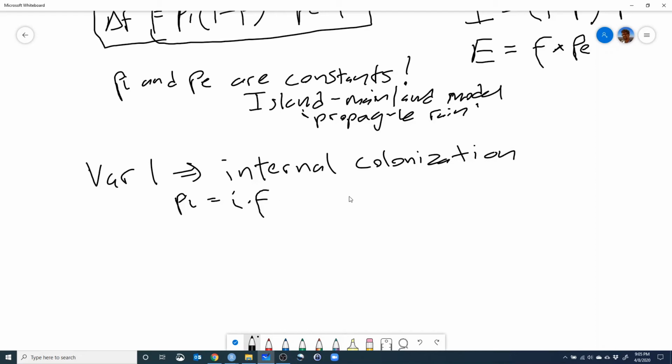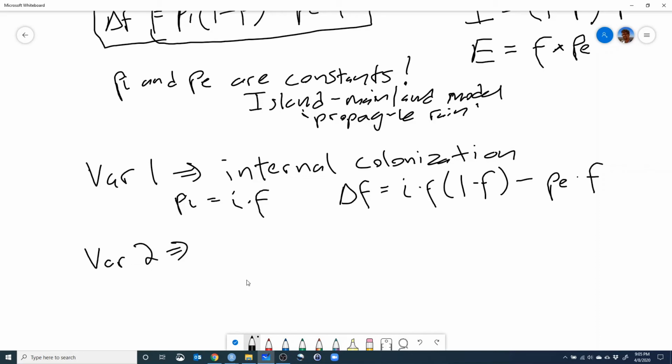And so this implies a new model. Remember, the change in occupancy is now equal to I times f times 1 minus f, minus pe times f. All right? So that's the internal colonization model. Let's make another variant, variant 2. This one is called the rescue effect.